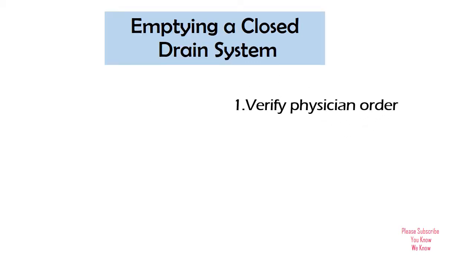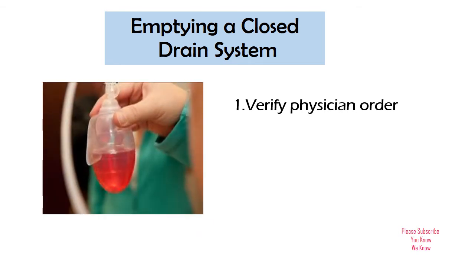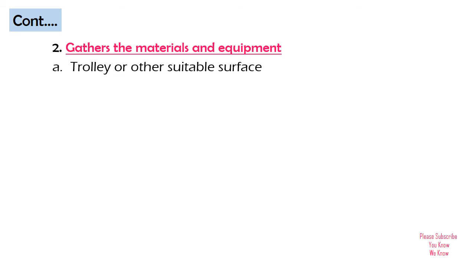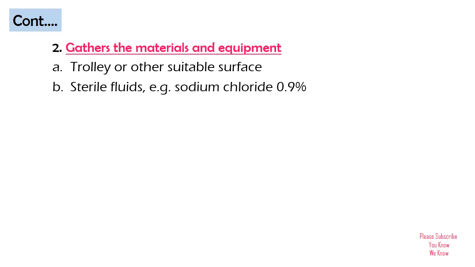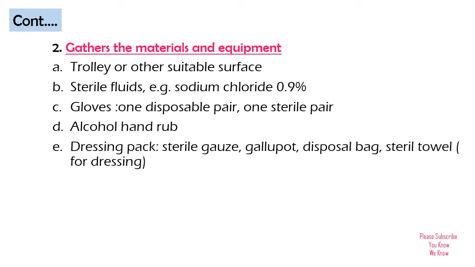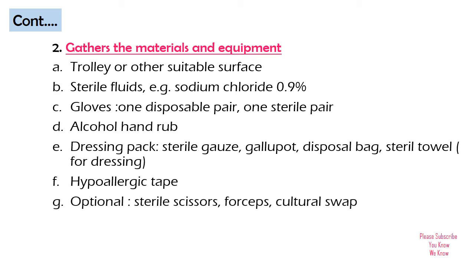Emptying a closed drain system. Verify the physician order. The physician should specify an amount for acceptable drainage for the drain to be removed. If there is any plan for drain removal, gather all the materials and equipment: a trolley or other suitable surface to place all the equipment, sterile fluid for cleaning, for example sodium chloride 0.9%, gloves, 1 disposable pair and 1 sterile pair, alcohol hand rub, dressing pack, sterile gauze, gallipot, disposable bag, sterile towel for dressing, hypoallergenic tape. Optionals are sterile scissors, forceps, and culture swab.